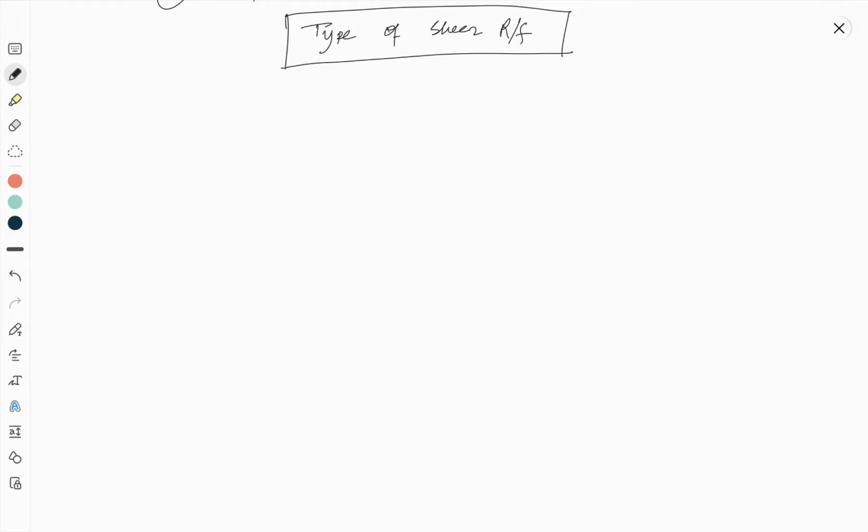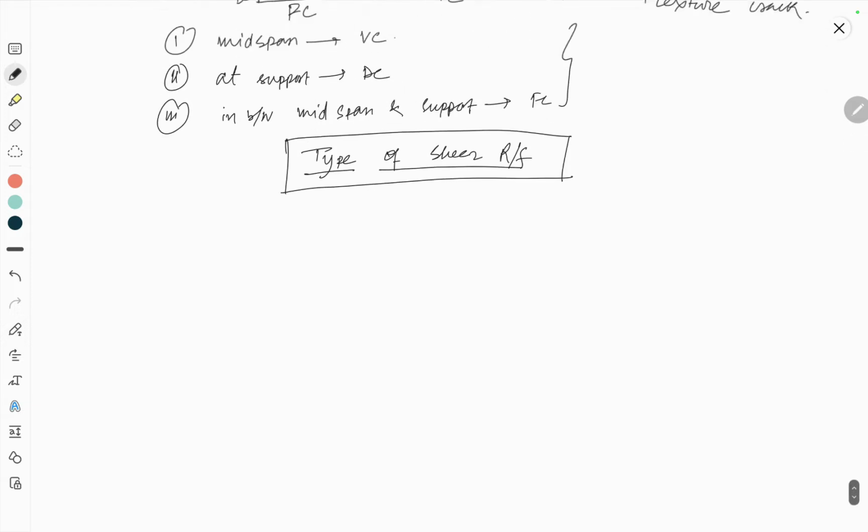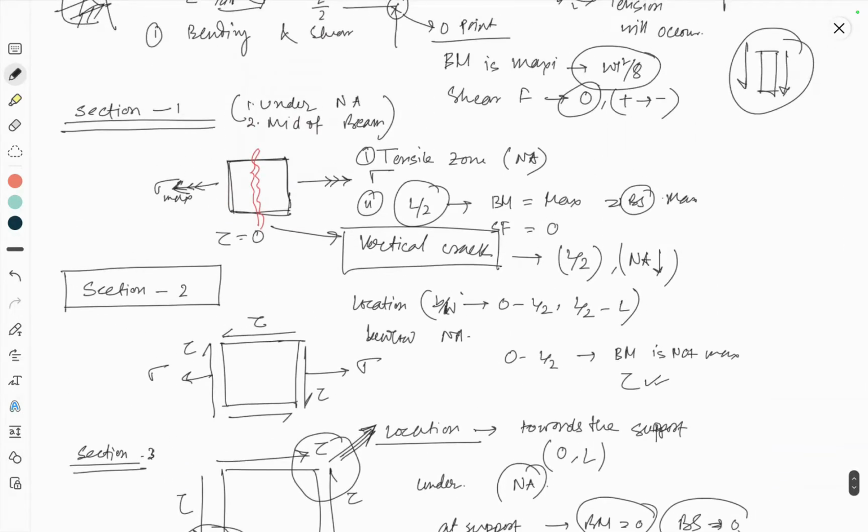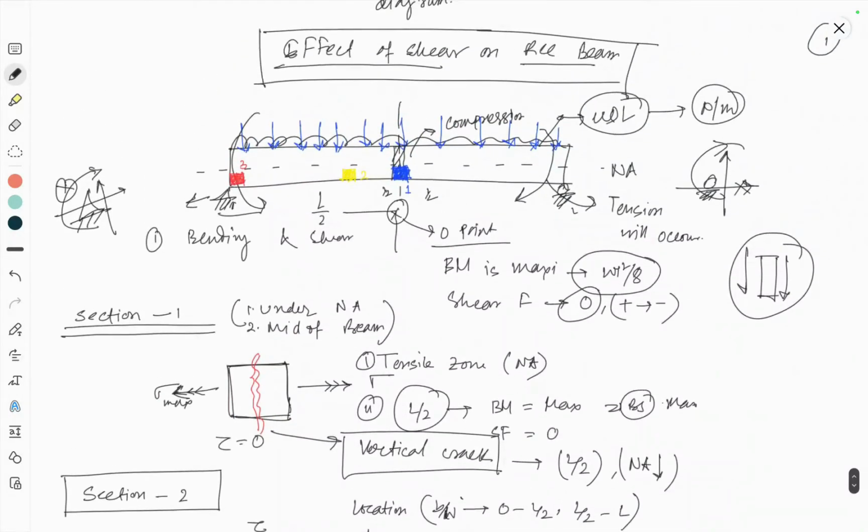In this video we will learn the types of shear reinforcement. Last video I discussed the shear stresses in the beam section.